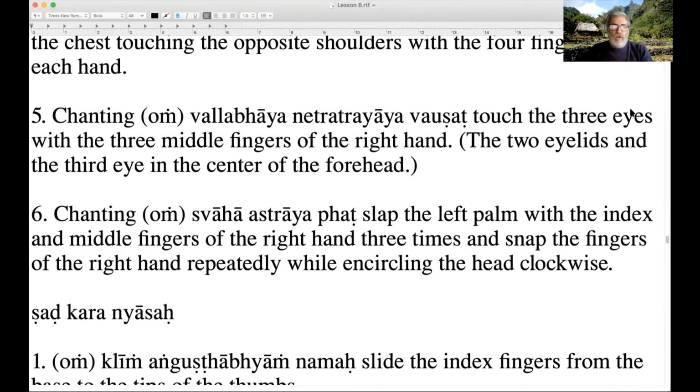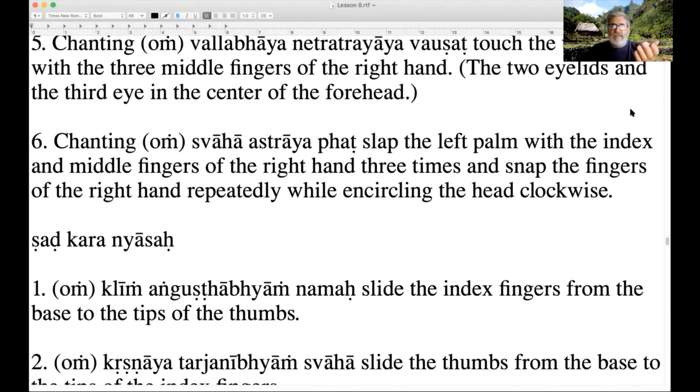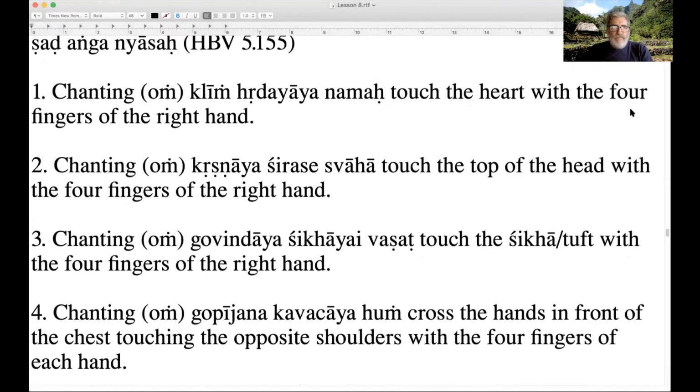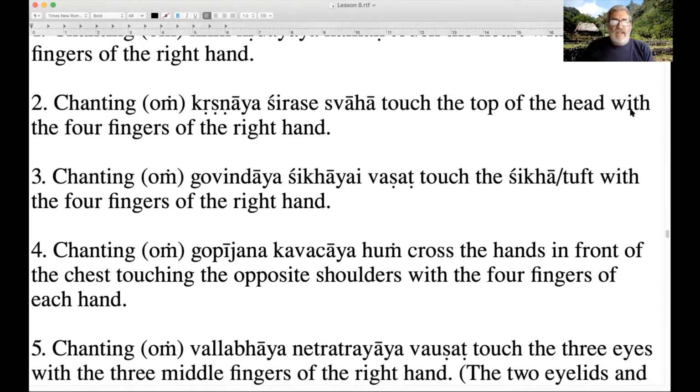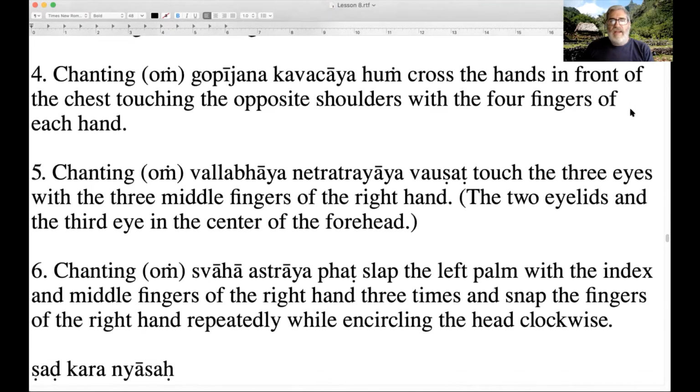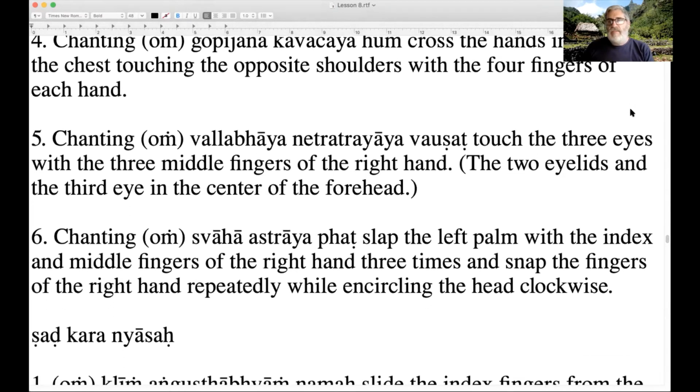Okay, so then the sixth thing is Swaha Astraya Phat. Again, we slap the hand 3 times and flick, snapping the fingers around the head clockwise. Om Swaha Astraya Phat. Right, so that is the Anga Nyasa. Let's go through it very quickly again, because this is probably the one that people would more likely do, which is dividing it up into 6. Klim Hridaya Namaha, Om Krishnaya Shirase Swaha, Om Govindaya Shikhayai Vashat, Om Gopijana Kavachaya Hum, Om Vallabhaya Netra Trayaya Vaushat, Om Swaha Astraya Phat.